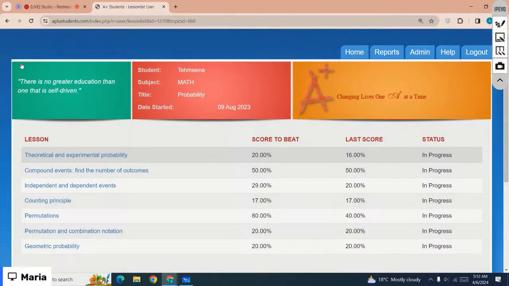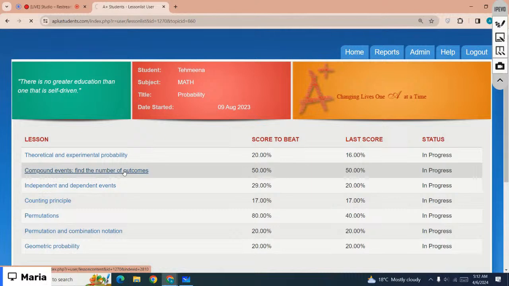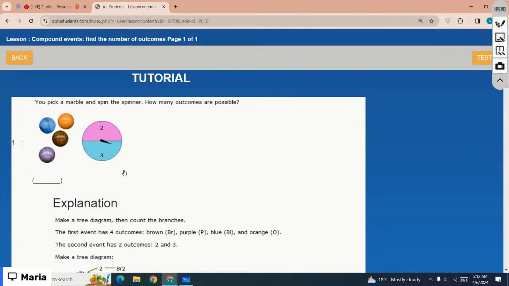Okay, the next lesson is compound events, finding number of outcomes. Compound event means more than one event, right? So when you have more than one event, how do we calculate their total outcomes? Let's just start with the first example. You pick a marble and spin the spinner. How many outcomes are possible?